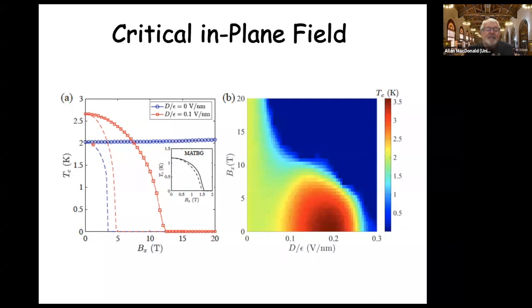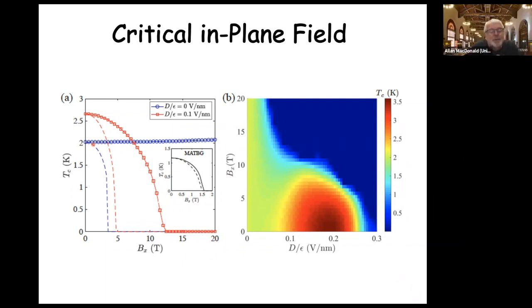Sure. Yes, earlier you told that without a displacement field, the trilayer band structure can be decomposed into a mirror even and a mirror odd sector. And in the mirror even sector, the band structure is basically similar to bilayer graphene, right? Yes. But then why, when you apply an in-plane magnetic field, do you see a difference between bilayer and trilayer? I mean, the band is the same. What's happening?